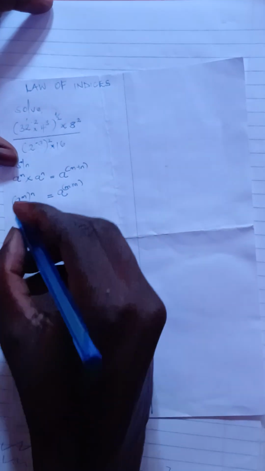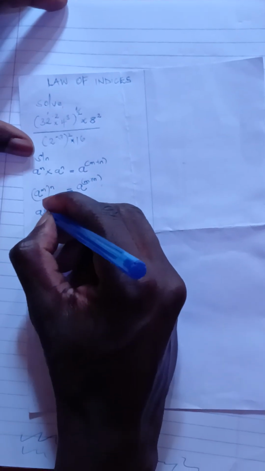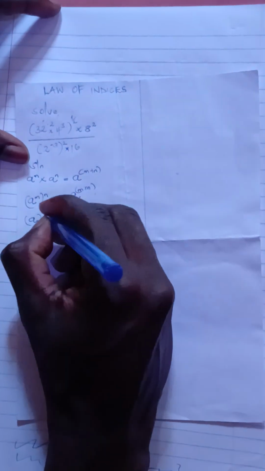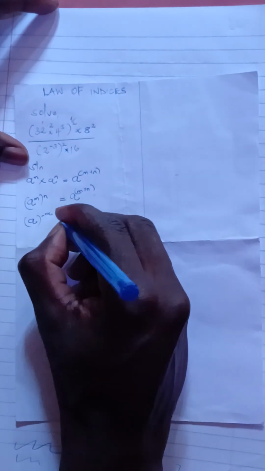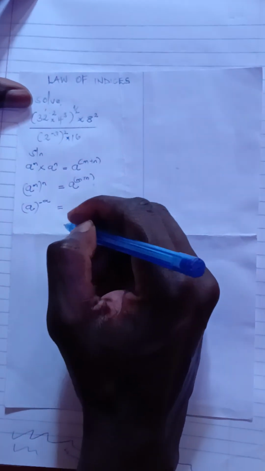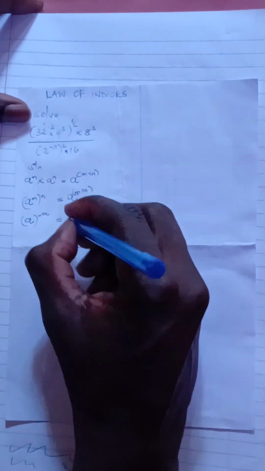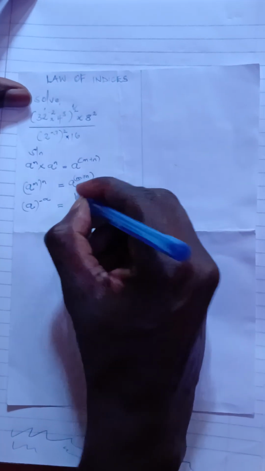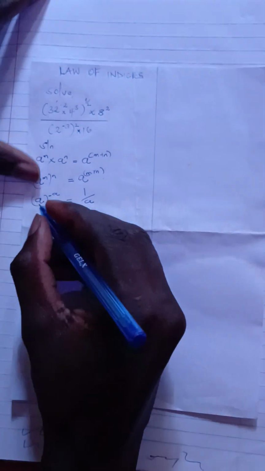And then if we have another variable, of course raised to a negative index, this means the reciprocal or the inverse of the base. So this one results to 1 over the variable. So let's use these rules, let's check out this question.